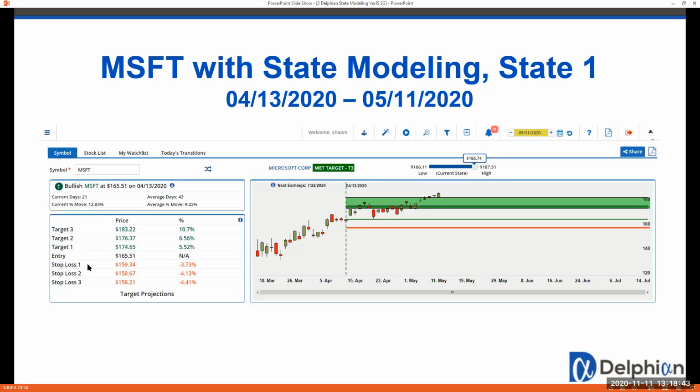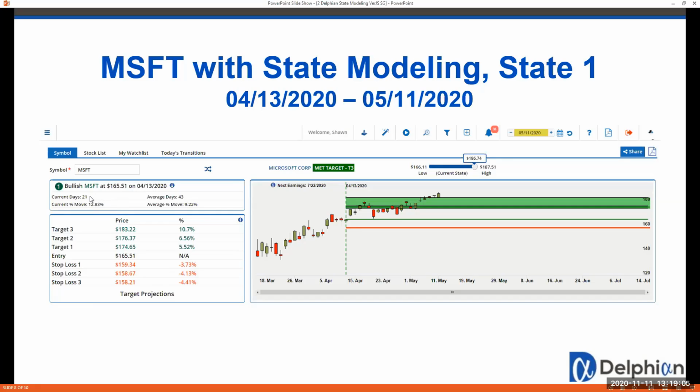profit targets that you would want to take, plus your stop loss targets as well. Target 1 would be somewhat conservative, target 2 would be moderate, target 3 would be considered aggressive, and similar on the downside as well. With Microsoft going into state 1, we give you the average number of days that it's in state 1 over the past 12 years, plus we give you the average move.